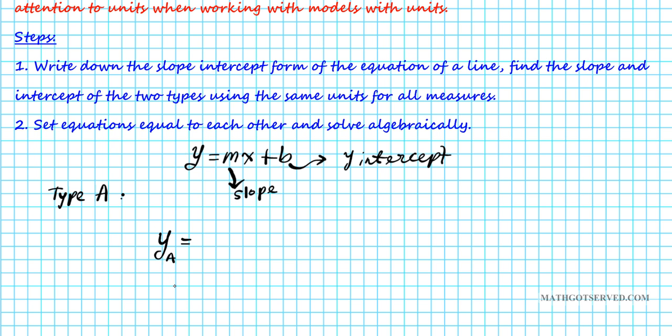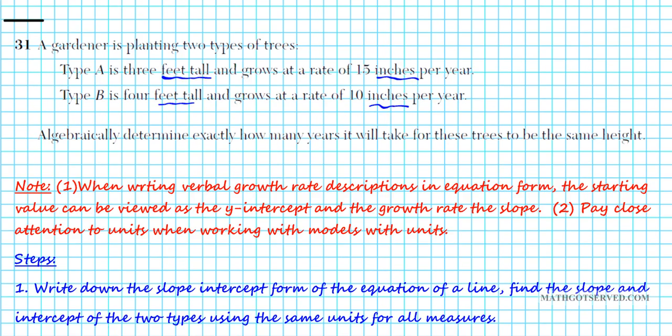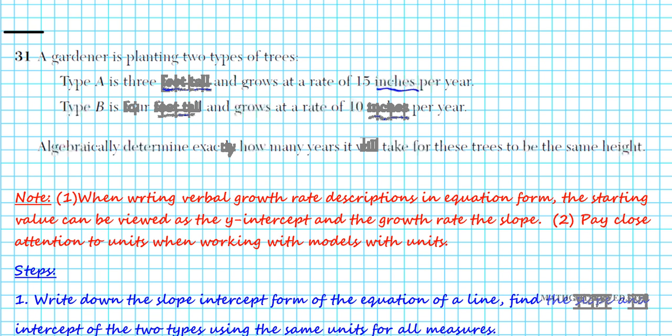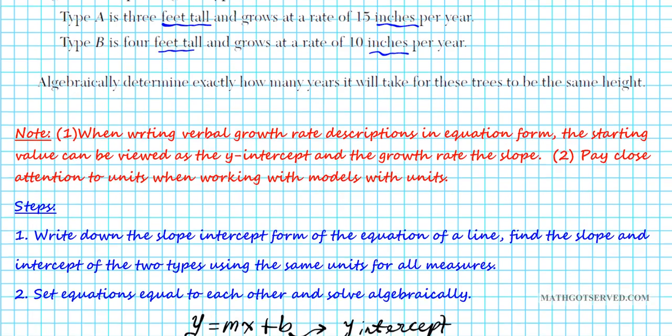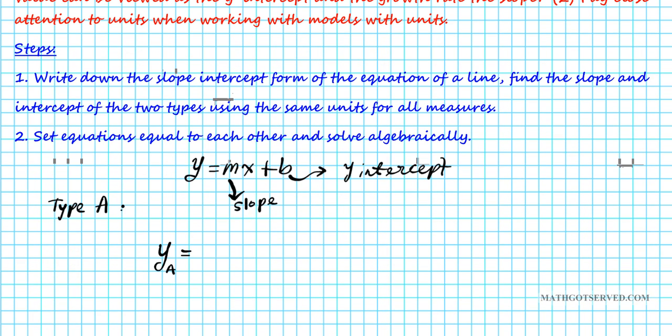Okay, so for line A, it's 3 feet tall and 15 inches per year. So we start at 3 feet tall. That is your y-intercept, okay? And then 15 inches per year is your slope. So let's go ahead and write that down. So B for type A is 3 feet, and then the growth for type A is, let's put the unit there, 15 inches.